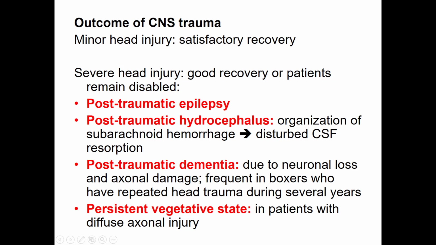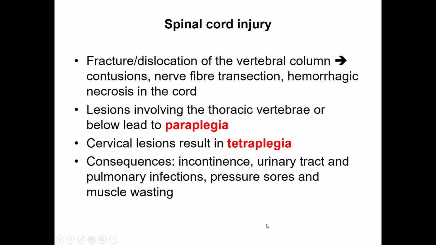And if the head injury is very severe, persistent vegetative state may occur, which is quite frequent in patients with very severe diffuse axonal injury. Another type of neurotrauma is the spinal cord injury. So, as we know, it is happening unfortunately quite often to young people. The usual victims are motorbike riders who suffer accident, and the mechanism is in many cases fracture and dislocation of the vertebra, causing contusion, nerve fiber transection, hemorrhagic necrosis of the spinal cord.